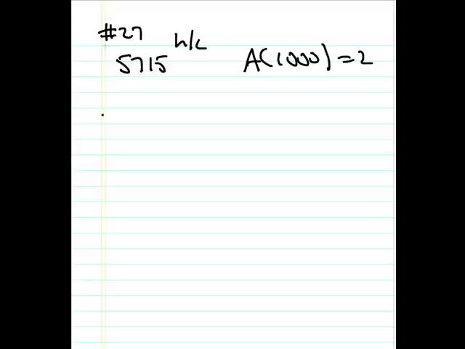Number 27, very similar. We've got a half-life of 5715. We have that there are 2 grams after 1,000 years, so A of 1,000 is equal to 2. So once again, we're going to start with our model. A is equal to the initial amount, e to the kt. K is going to be negative here. We're going to plug in our initial condition.